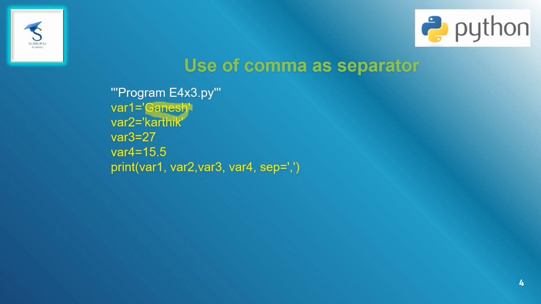Here the comma is separating the various variables. But when we are printing, we are saying sep is equal to comma. We are also saying that you separate the printing of variables using a comma. So what will be the output? The output will be Ganesh, comma Karthik, comma 27, comma 15.5. That's it. Of course, default is new line character. So the cursor will go to the next line.